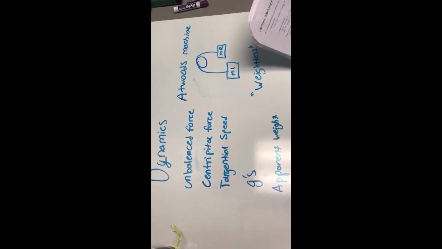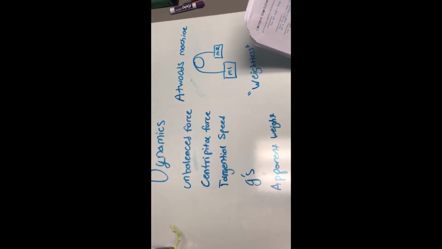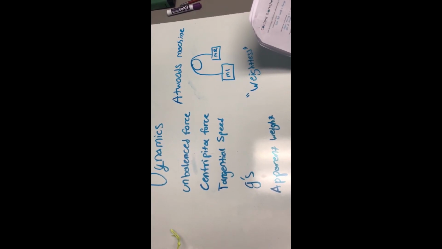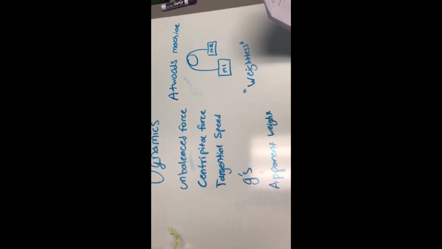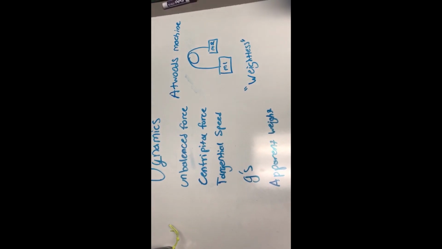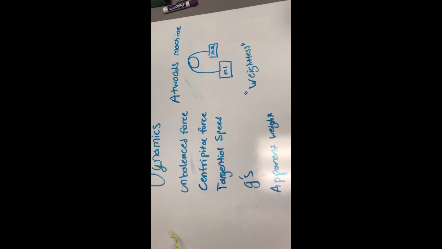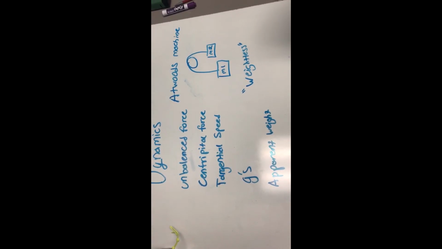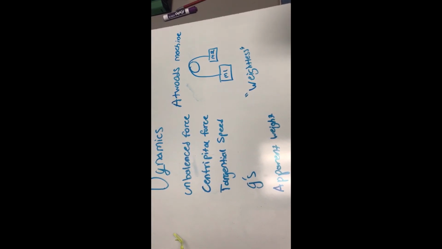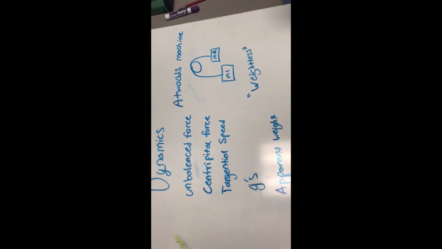G's are related to apparent weight, normal force. Apparent weight is how heavy an object is. And then the Atwood's machine demonstrates the basic principle of dynamics and acceleration. And weightless is no force of support on your body. It's technically in free fall.